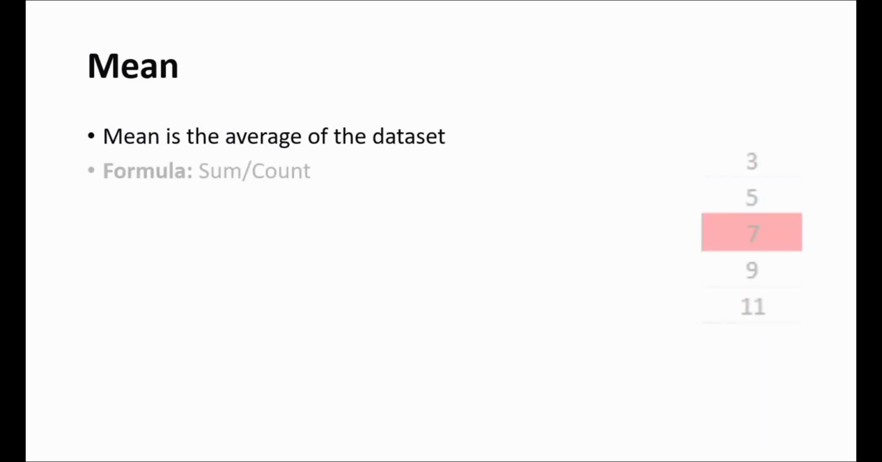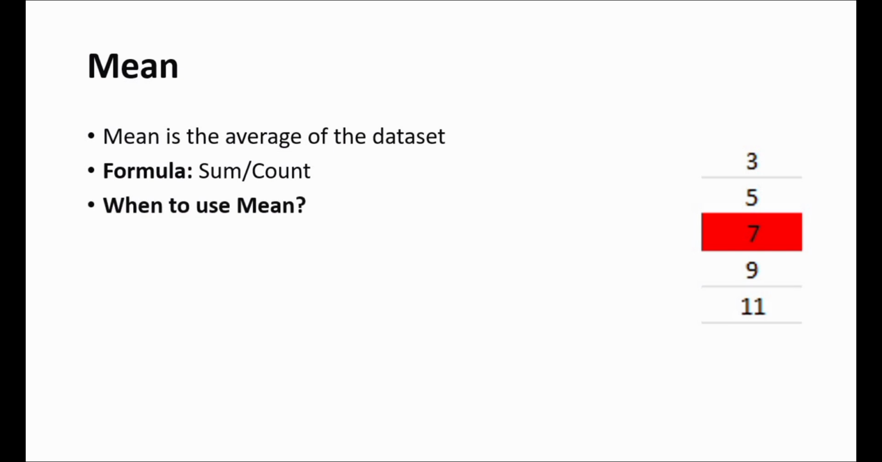First is mean. This is the most accurate method to find the center of the data. Mean is actually the average of the dataset, that is, the sum of all values divided by the count of all values. Now the question is when we use mean. Well, the mean is used when the data is normal. To check if the data is normal or not, we perform a normality test.